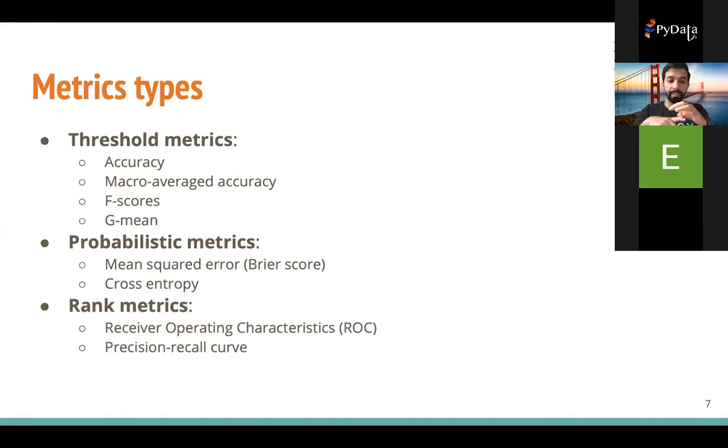There are probabilistic metrics, which try to evaluate the quality of the probability that is predicted. And then there are rank metrics. Rank metrics do not care about the quality of the probability, but they care about how well the model ranks.